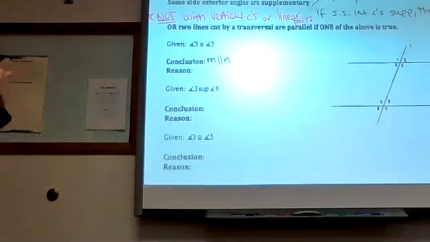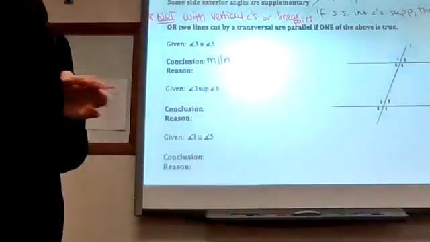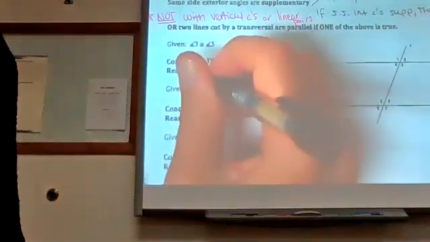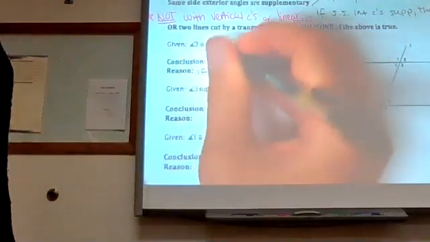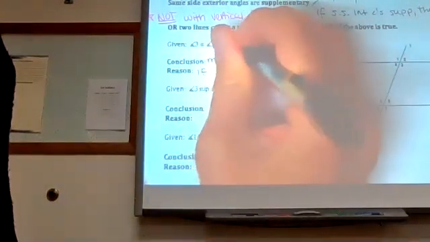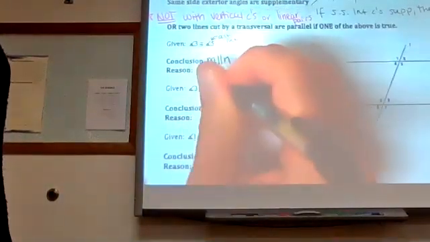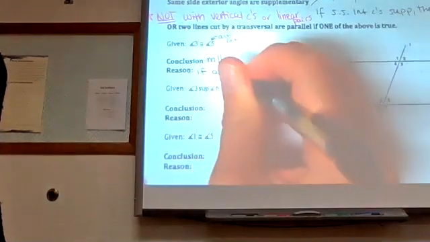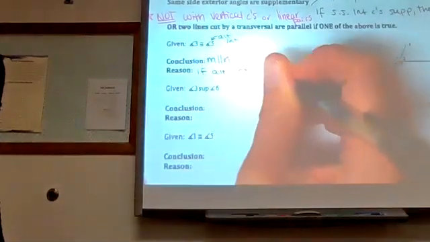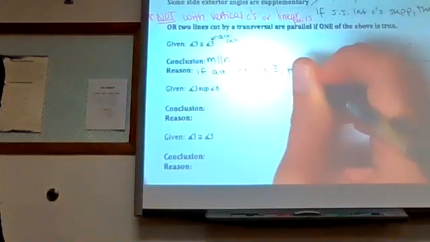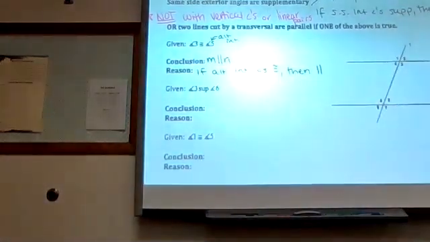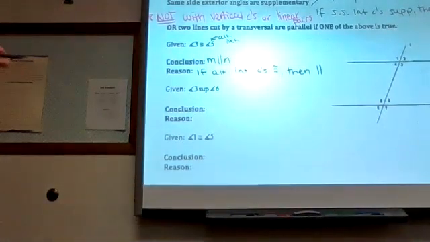The reason I can make that statement, my reason category in my proof, that'll be where the if-then statement comes into play. So I'll say, and we said these were alternate interior, right? So if alternate interior angles are congruent, then the lines are parallel. If this, then that.